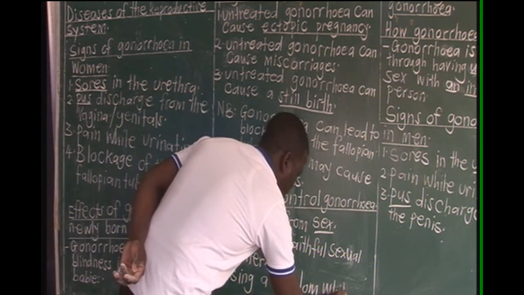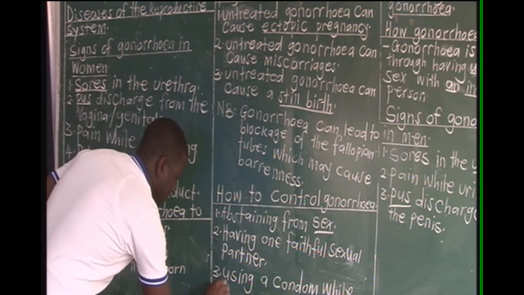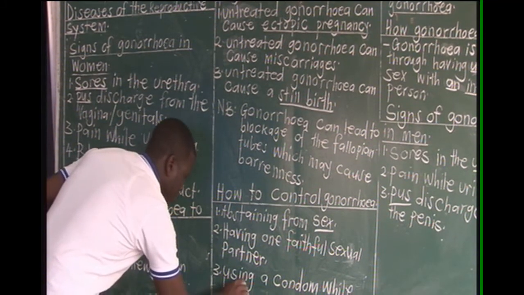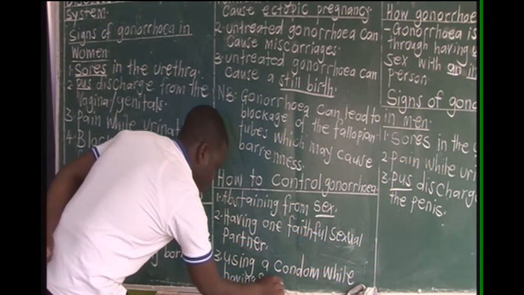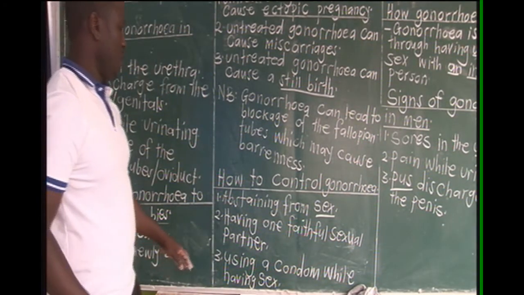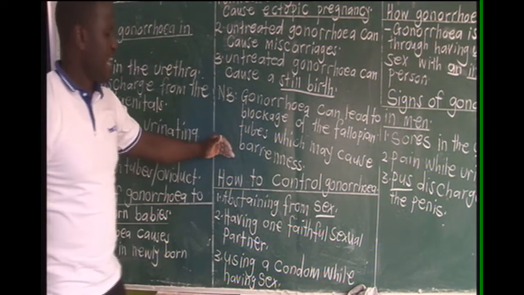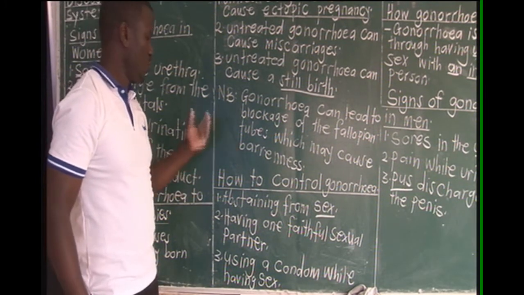Using a condom while having sex. So these are the 3 ways one can control gonorrhea.